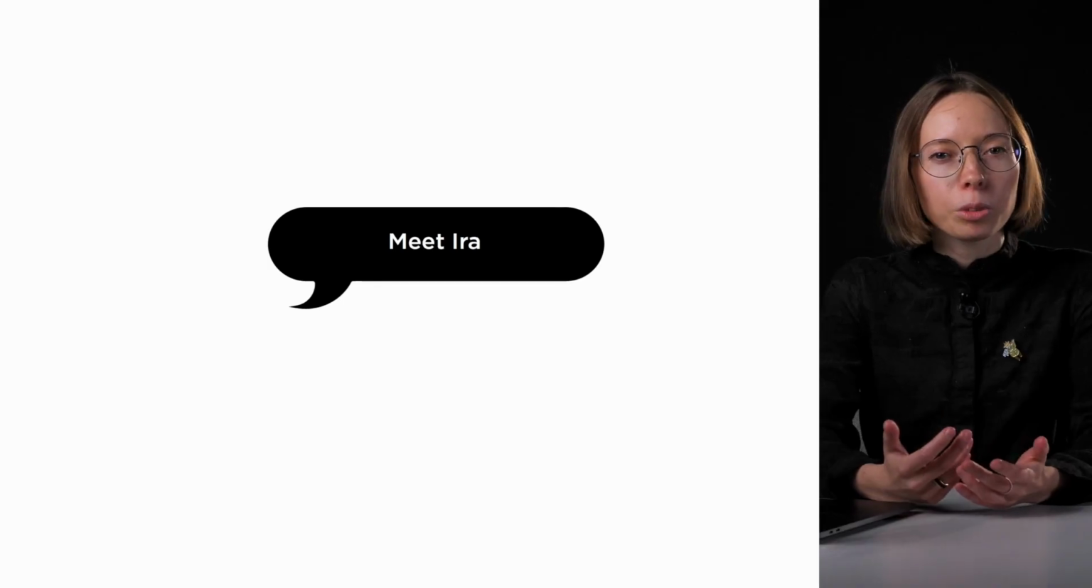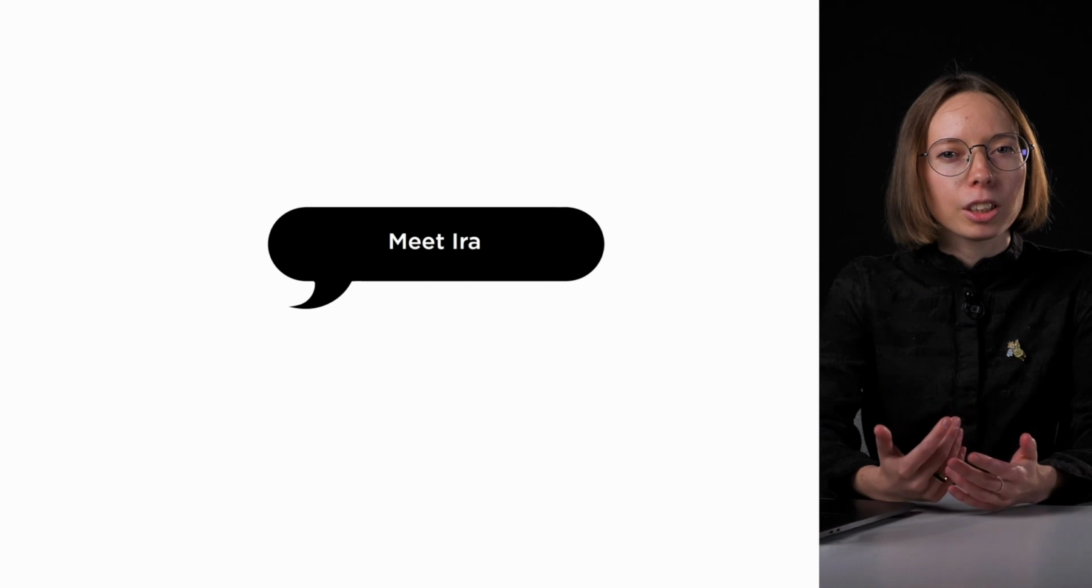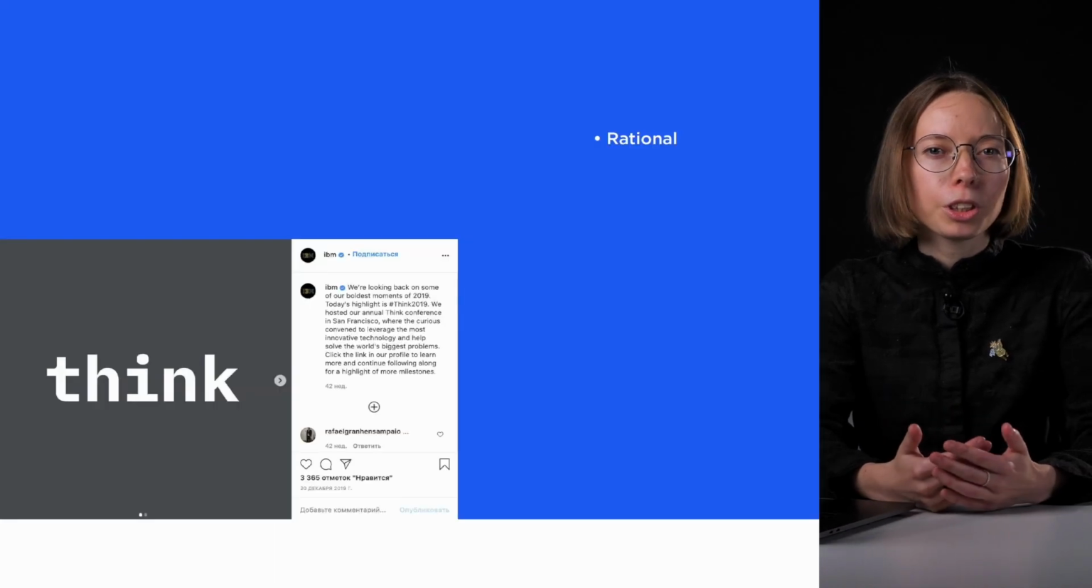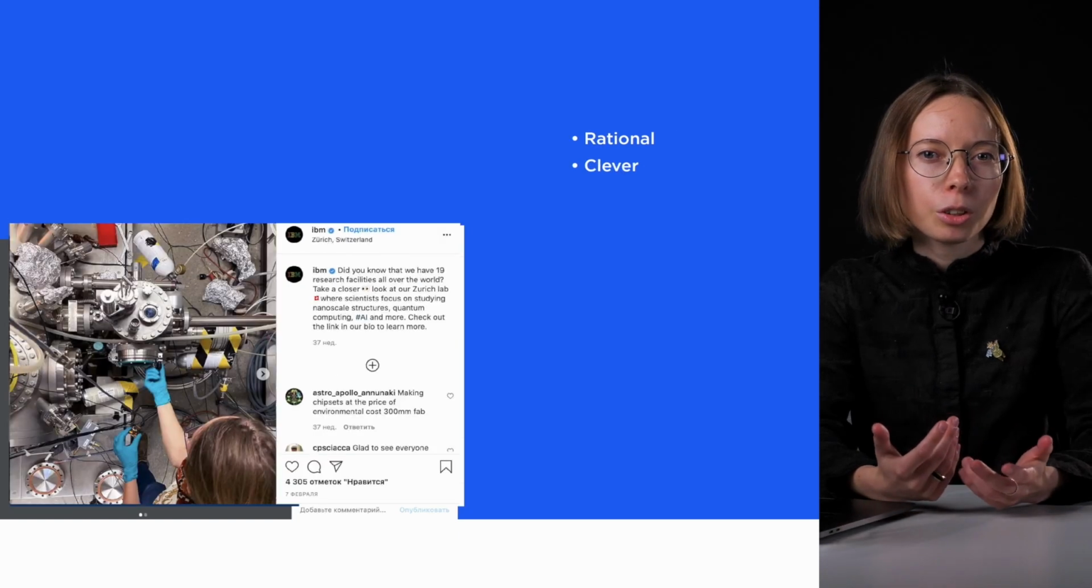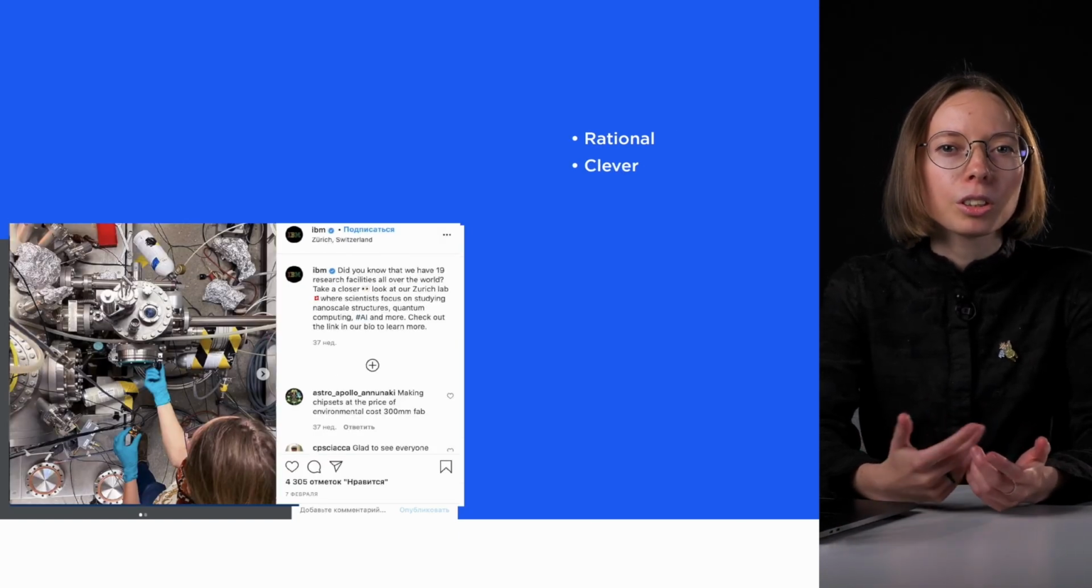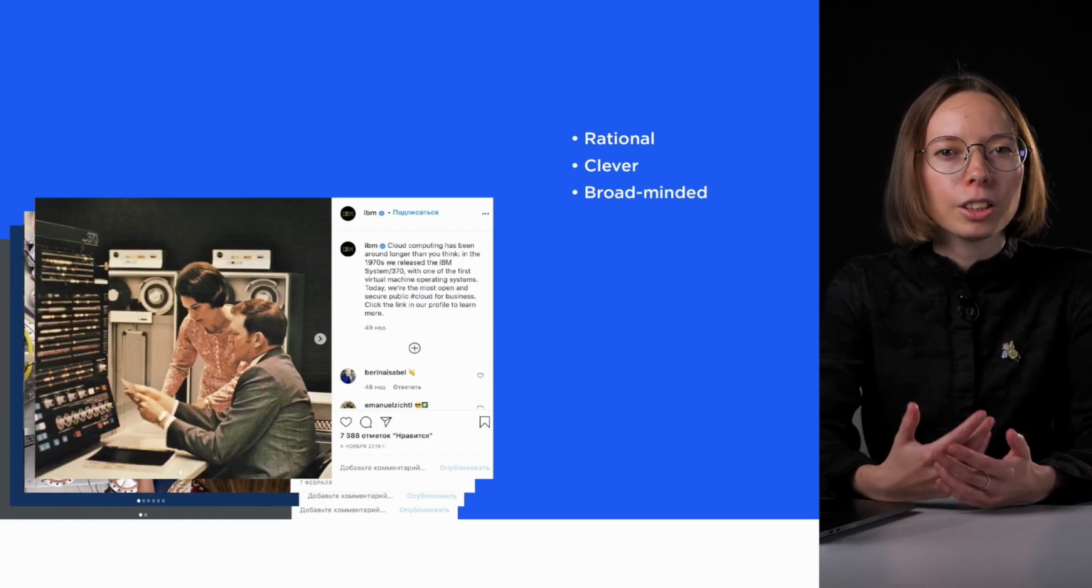Let's get acquainted with another character. Let me introduce Ira to you. Ira is a person of action. She thinks 7 times before doing something. She is very smart, engaged in scientific activity, interested in technologies, history. She writes PhD and articles.